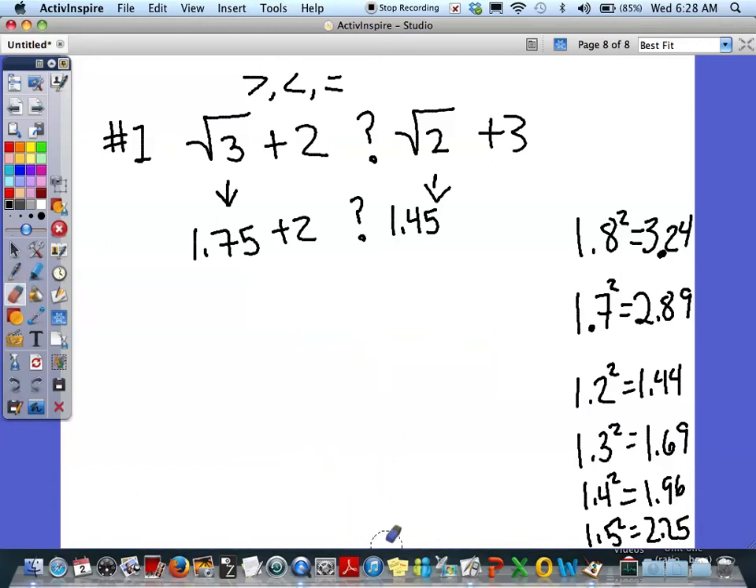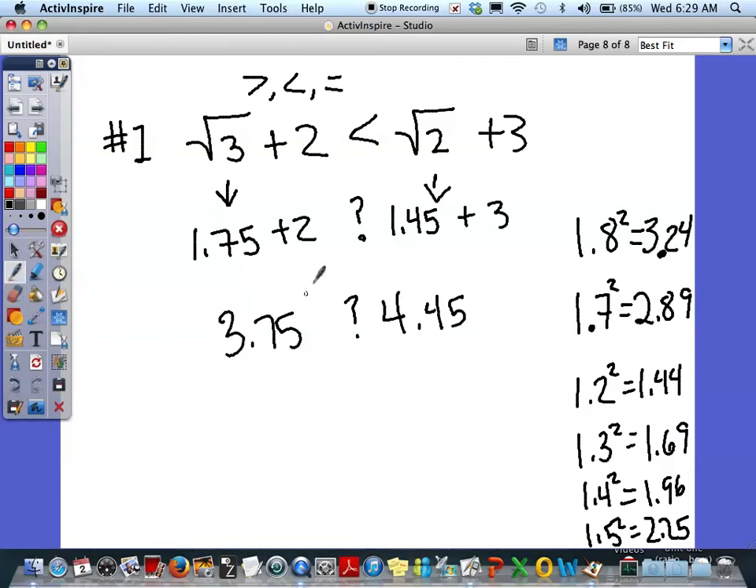Okay, sweet. Now that we did all that hard work, we've approximated our square roots. We just do the addition and see kind of where we come out. This would get us 3 and 75/100ths. And this would get us 4 and 45/100ths. So we can go back to the original problem, and we can say with confidence that, and I'm going to erase this 4 because that's really bugging me how sloppy that is. We can say with confidence then that the square root of 2 plus 3 is more than the square root of 3 plus 2, because our approximation came out way more than our approximation of the one on the left.